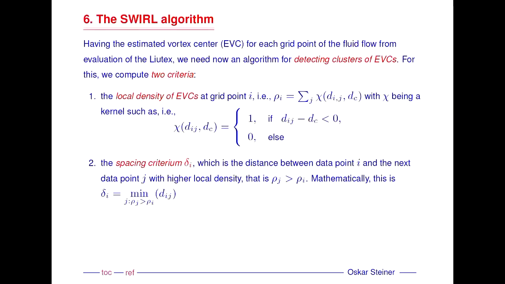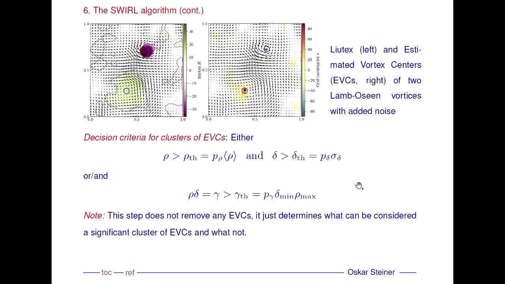And for that, we use 2 criteria. One is the local density of estimated vortex centers. It's just the number of such points within a hypersphere. And another criterion is the spacing criterion, which finds the distance between a data point i and the next data point j with a higher local density.